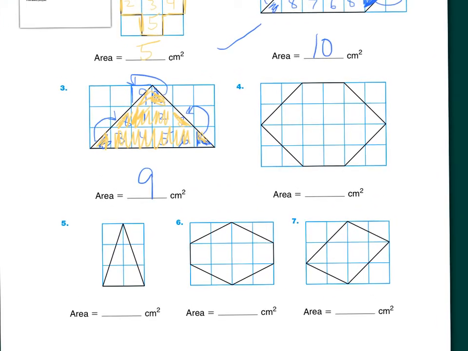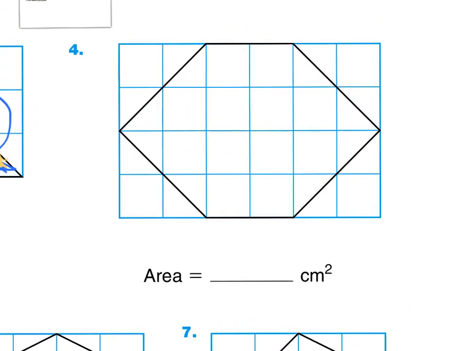Take a look at the next one. Pause it. Work out number 4 on your own. And then unpause it. Alright. So hopefully you took a look at this one and said, hey, I'm just going to do the easy way again. I'm going to count them.